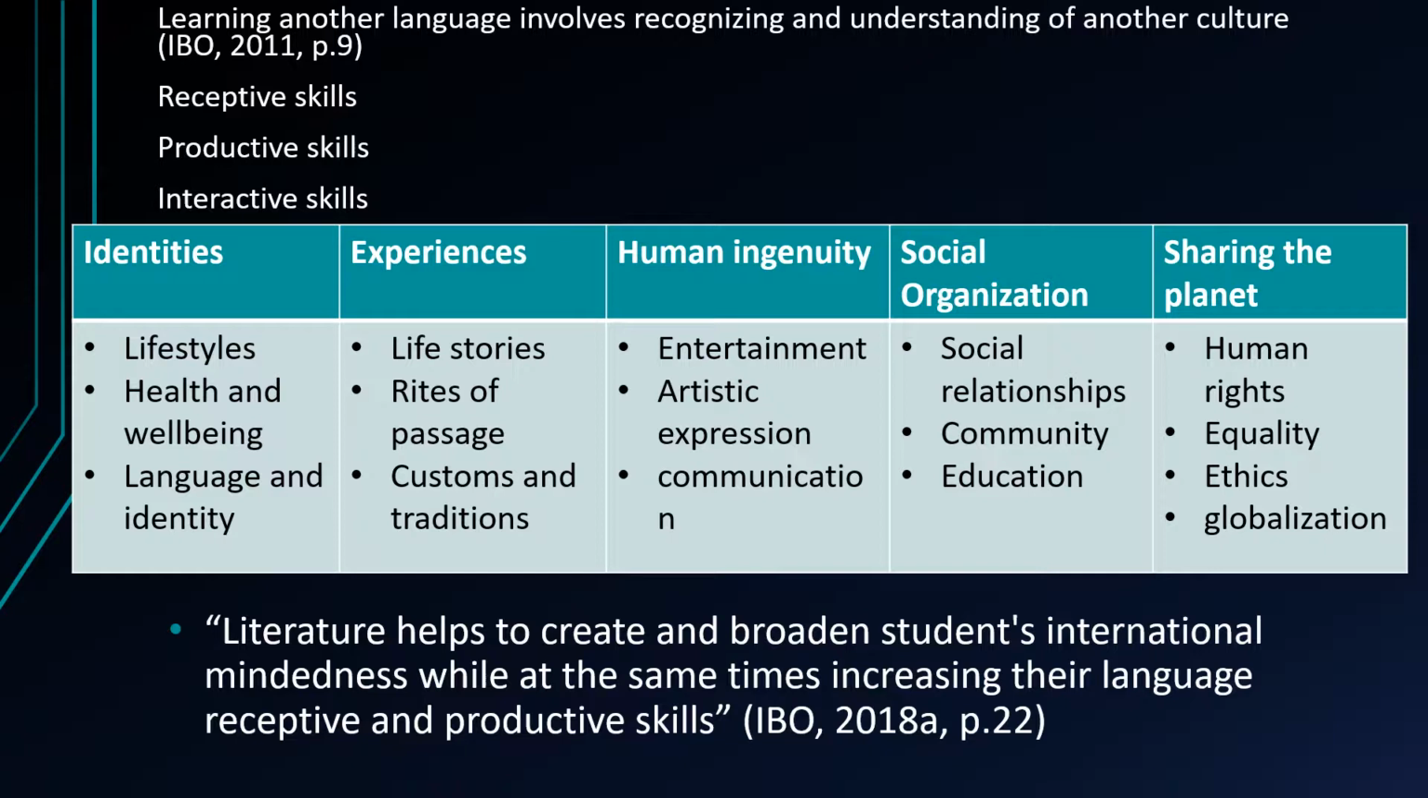The core skills for Communication English B are receptive skills, productive skills, and interactive skills, and are developed via the use of 5 themes. These 5 themes are identities, experiences, human ingenuity, social organization, and sharing the planet. The IBO states that these themes provide opportunities to communicate on matters of personal, local, national, and global interest. It is through these themes that students are encouraged to use their background knowledge to compare their understanding of new information to the target language.